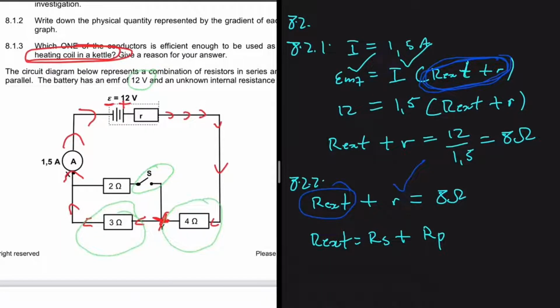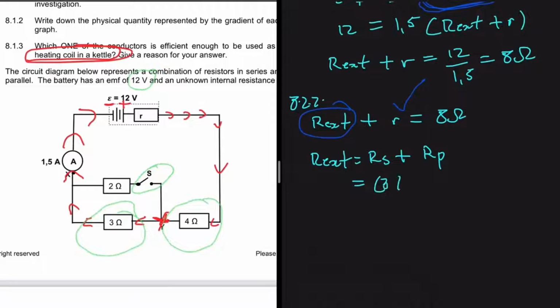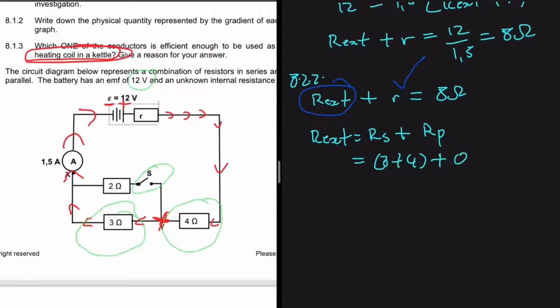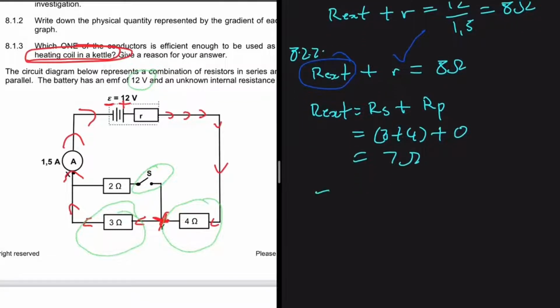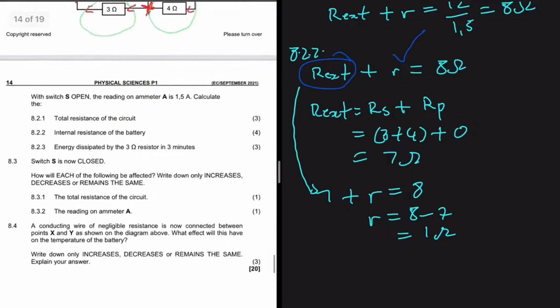So R external will equal 3 plus 4, and we're seeing that we don't have any resistors in parallel, so we're gonna have 0 here, and that will just equal 7 ohms. So now we can say 7 plus the internal resistance equals 8. We're substituting R external into this equation here. So the internal resistance will equal 8 minus 7, which is 1 ohm. So the internal resistance is 1 ohm, and now we can do 8.2.3.